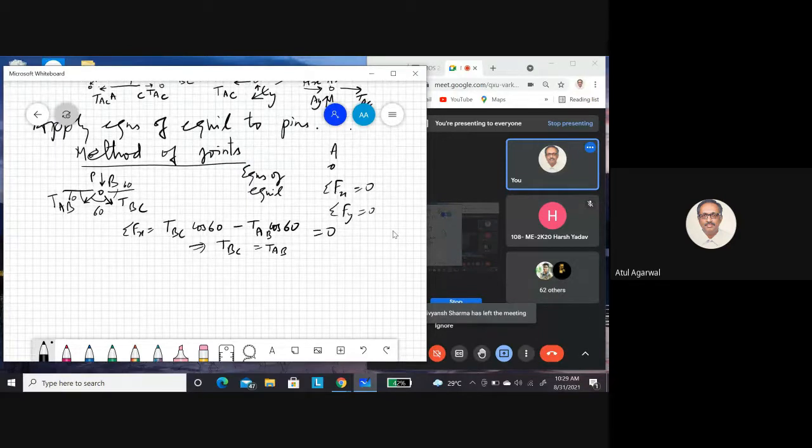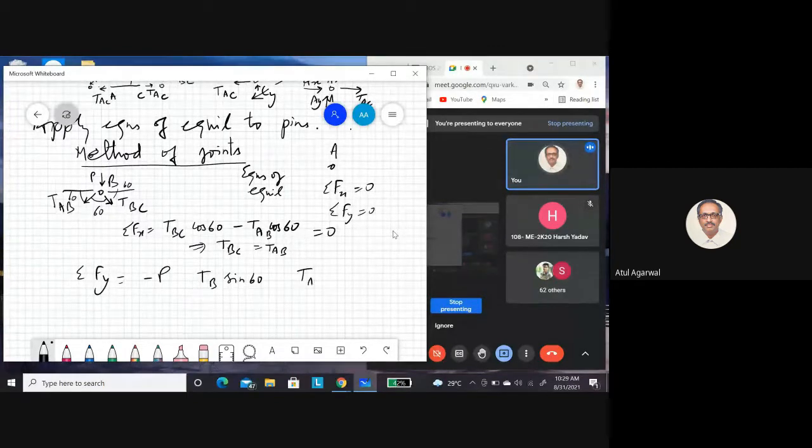Now sigma Fy. There is a vertical force minus P. Now the TBC vertical component is TBC sin 60. Similarly, the TAB vertical component is TAB sin 60. Both are downwards, so there is a minus sign. So this has to be equal to 0.